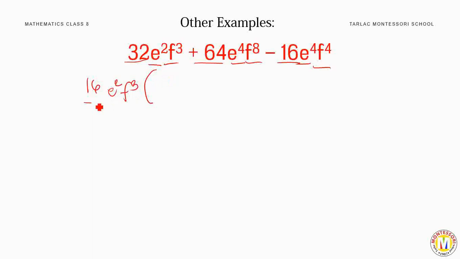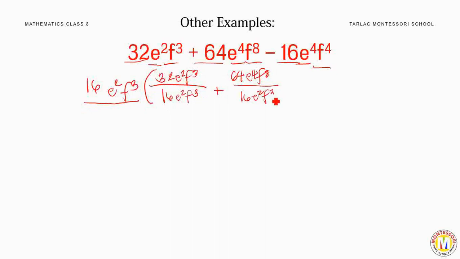So this will be your common monomial factor, and we will divide each term of the given polynomial by that monomial. So we'll divide it by 16e squared f raised to 3. The other one, 64e raised to 4 f raised to 8 divided by 16e squared f raised to 3. The other one, 16e raised to 4 f raised to 4 divided by 16e squared f raised to 3.